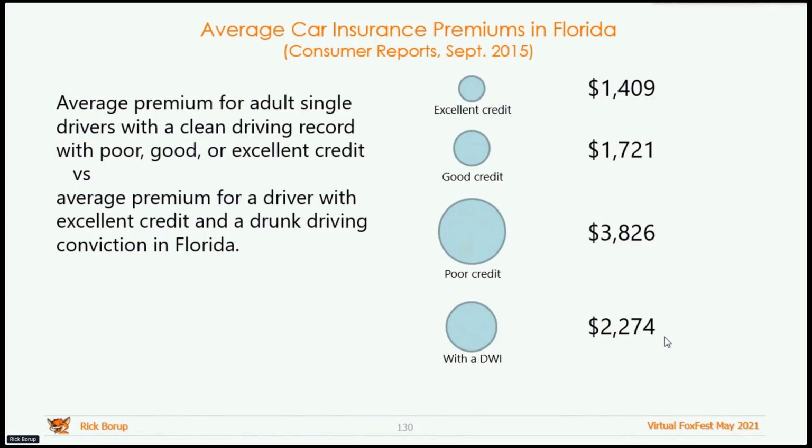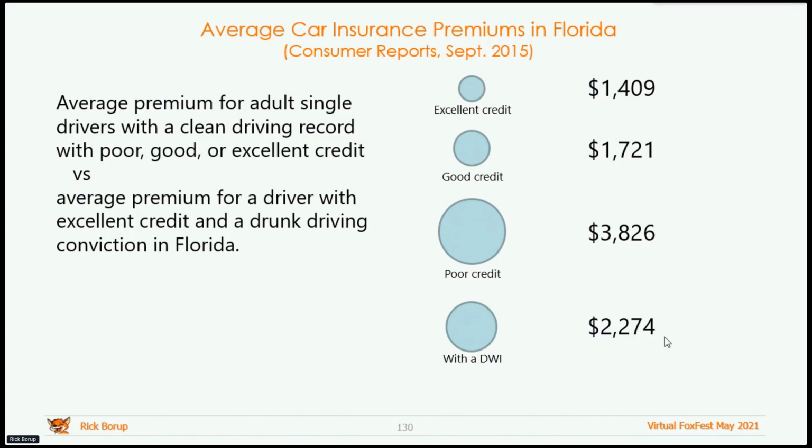This compares average premiums for an adult single driver, this is in the state of Florida, with excellent, good, or poor credit. Those are the first three numbers going down the right-hand side and the first three circles or bubbles corresponding to them, compared to the average insurance premium for a driver with excellent credit but a DUI, a drunk driving conviction. That's the bottom number in the bottom circle.